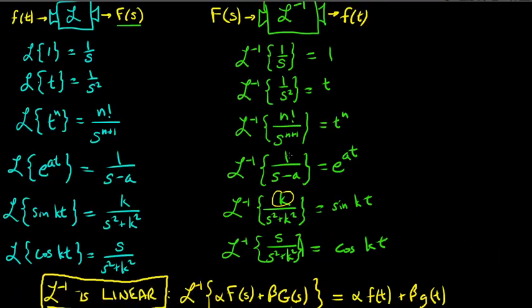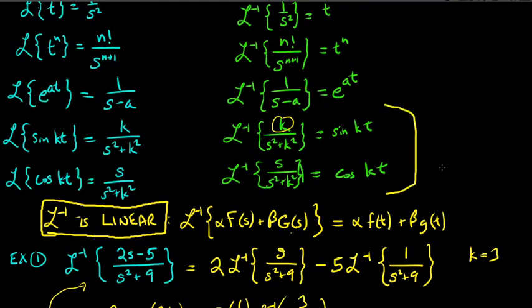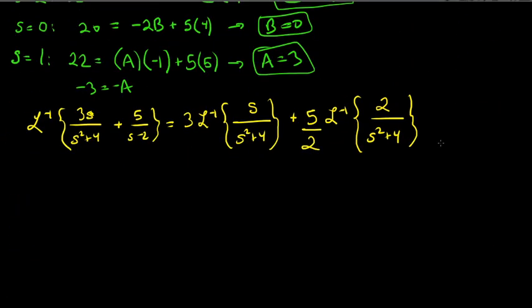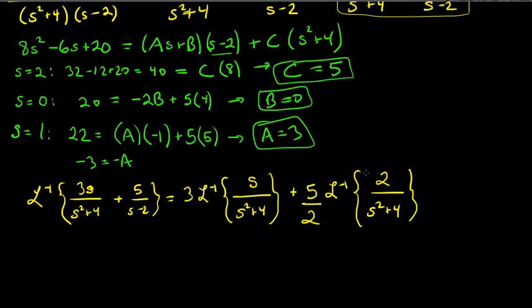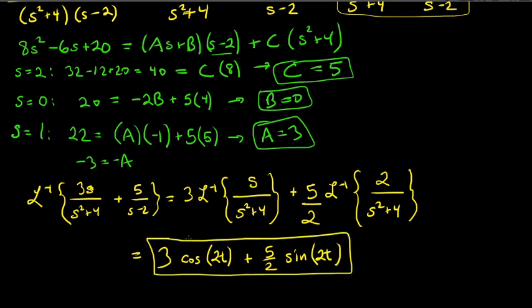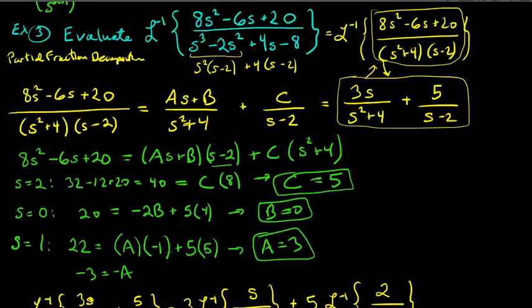Okay, now we just use the definitions up here for sine and cosine. Here they are again. I know I should know these by now. So 3 times the cosine of kt, so k is 2, so 2 times t again, plus 5 over 2 times sine of 2t. Okay, so there you go. That's going to be the inverse Laplace transform of all this up here.